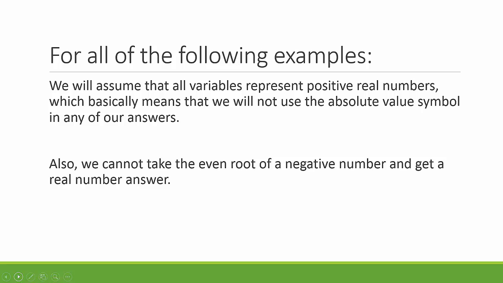For all of the examples that we will complete in this video, we will assume that the variables represent positive real numbers, which basically means that we will not use the absolute value symbol in any of our answers. Also, make note that we cannot take the even root of a negative number and get a real number answer. For example, we cannot take the square root of -4 because there's no real number we can multiply times itself that would equal -4.